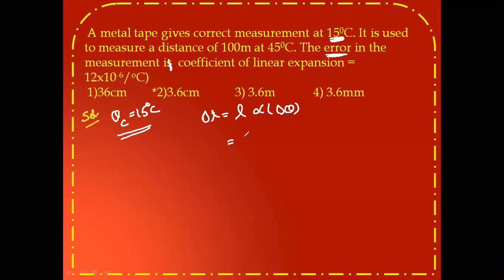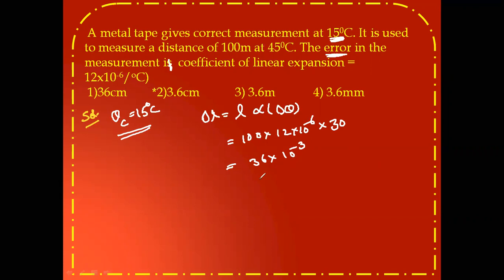L is 100 multiplied with alpha. Alpha is given as 12 into 10 power minus 6 multiplied with delta theta. Delta theta means 45 minus 15, that is 30. So this is equal to nearly 0.003, zeros will be cancelled. So 36 into 10 power minus 3. This is the delta L value.